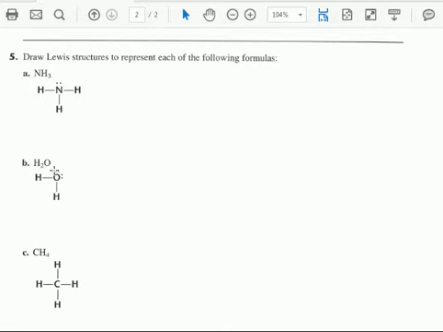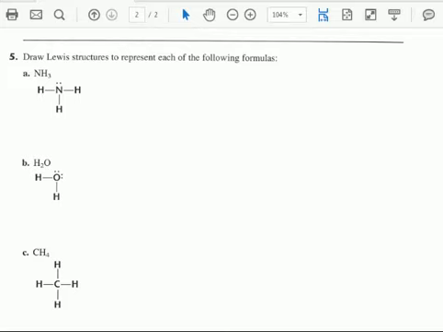2 of the orbitals will be doubly filled. 2 of the orbitals will be singly filled, which is perfect because each of these hydrogens is bringing 1 unpaired valence electron to the party, and so we will form 1 bond. Each hydrogen will form a bond with the oxygen. The oxygen will form a bond with 2 hydrogens.